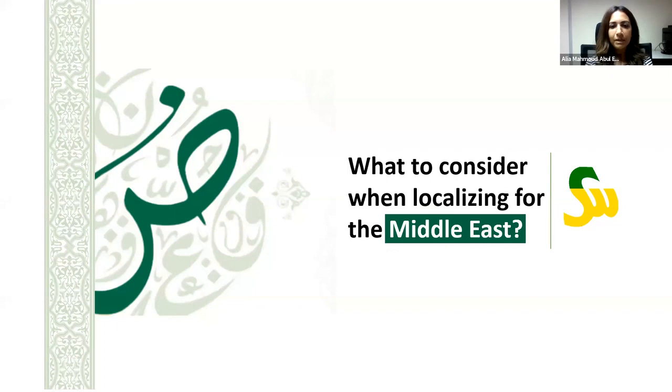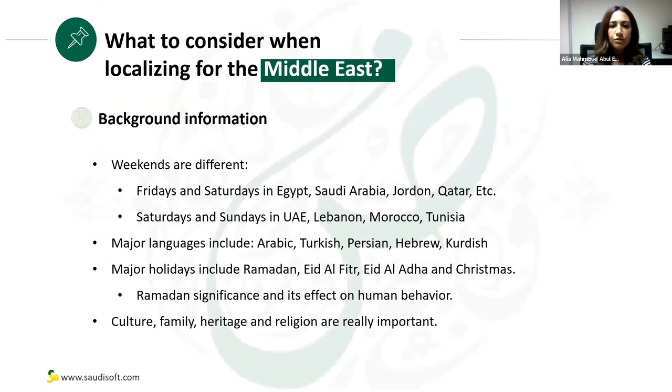So in this section, we will speak about what to consider when you're looking to localize into the Middle East. Just to give you some background information about the region, first, weekends are different based on the different countries. For example, weekends in Egypt, Saudi Arabia, Jordan, Qatar are on Fridays and Saturdays, while weekends in the United Arab Emirates, Lebanon, Morocco, Tunisia are on Saturdays and Sundays. Arabic is not the only language spoken in the region. Other languages spoken include Turkish, Persian, Hebrew, English, French, and Kurdish. We also have several important holidays that include Ramadan, Eid al-Fitr, Eid al-Adha, and Christmas.